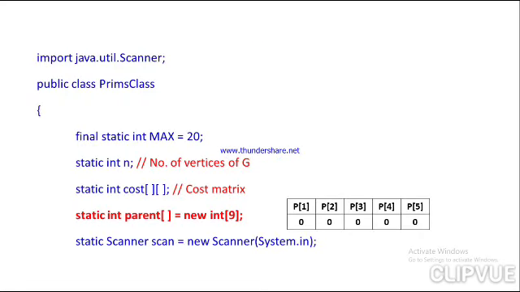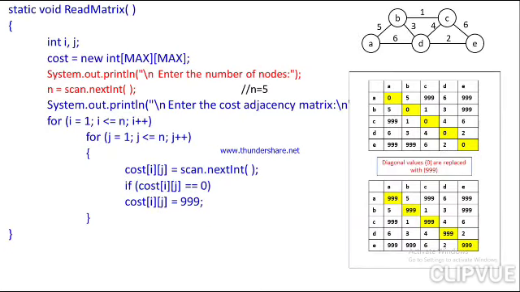So now let us consider your lab program. So I am considering this particular graph, where this graph is a connected undirected graph with a cost for every edge, and you will be having the 5 nodes A, B, C, D and E.